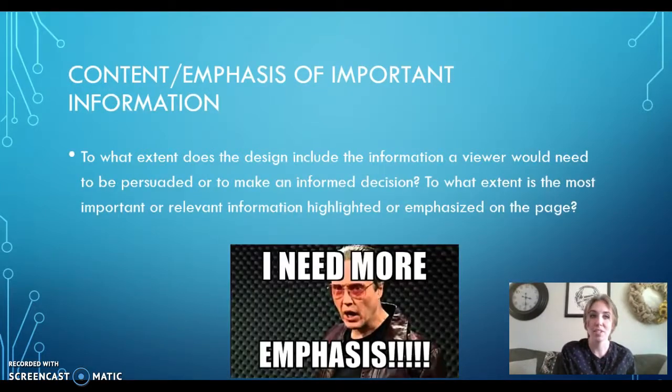Another thing we want to focus on is the content and emphasis of important information. So to what extent does the design include the information a viewer would need to be persuaded or to make an informed decision? In this case, we're looking at the families Peter Menzel decided to highlight in his Hungry Planet book. We want to look and see how those families function within their culture, within their family dynamics, what their food looks like for the week, and how their lives look for the week that Peter Menzel highlighted here. So we want to make sure that we're looking at the content and see how he emphasizes different things more than others within the images.